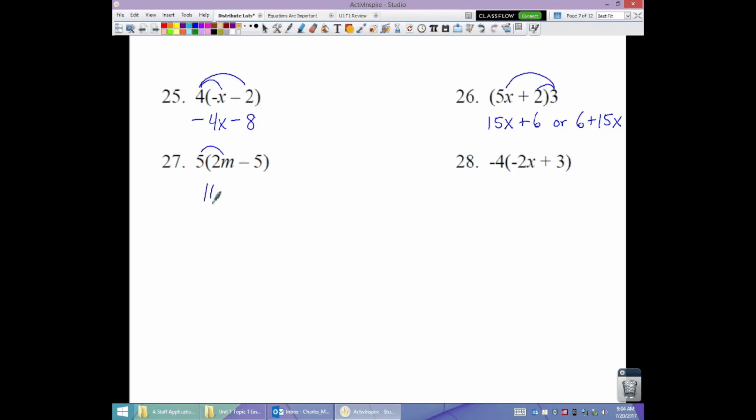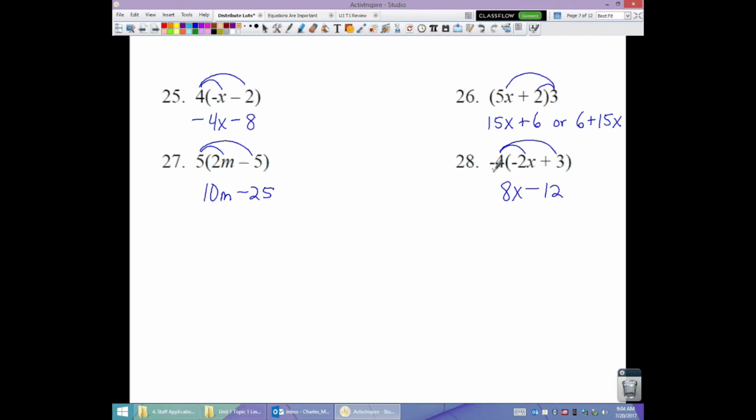5 times 2m is 10m. 5 times negative 5 is negative 25. Negative 4 times negative 2x is 8x. And negative 4 times positive 3 is negative 12.